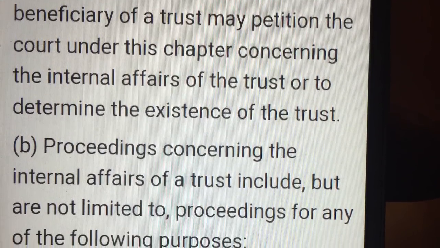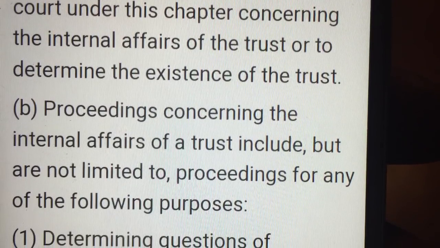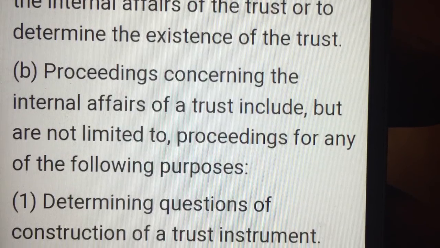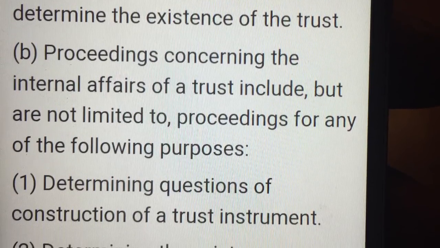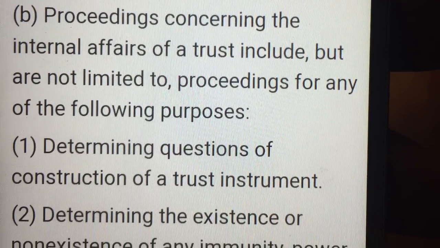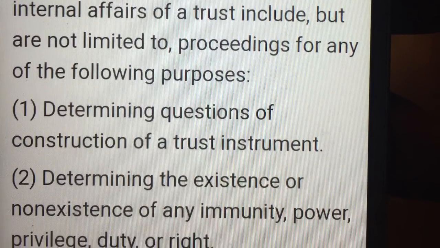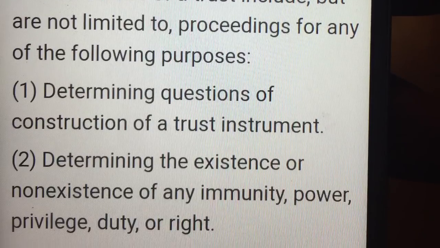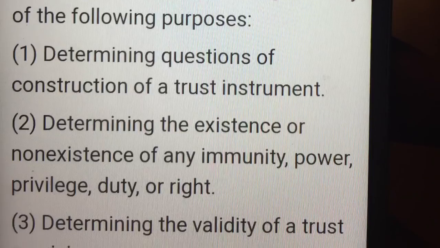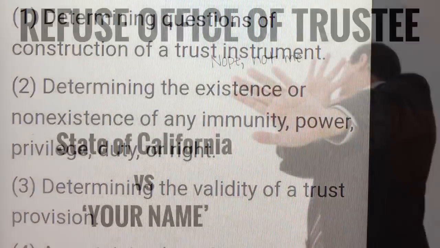Now, if the court in its trustee role orders you to act or says you are trustee, you have the right to petition the court concerning the internal affairs of the trust or to determine the existence of the trust. Proceedings concerning the internal affairs of a trust include, but are not limited to, proceedings for any of the following. Determining questions of construction of the trust instrument, which means they must show you the original trust document that says you're trustee. Determining the existence or non-existence of any power, privilege, immunity, duty, or right. Or also, just verifying the validity of a trust.